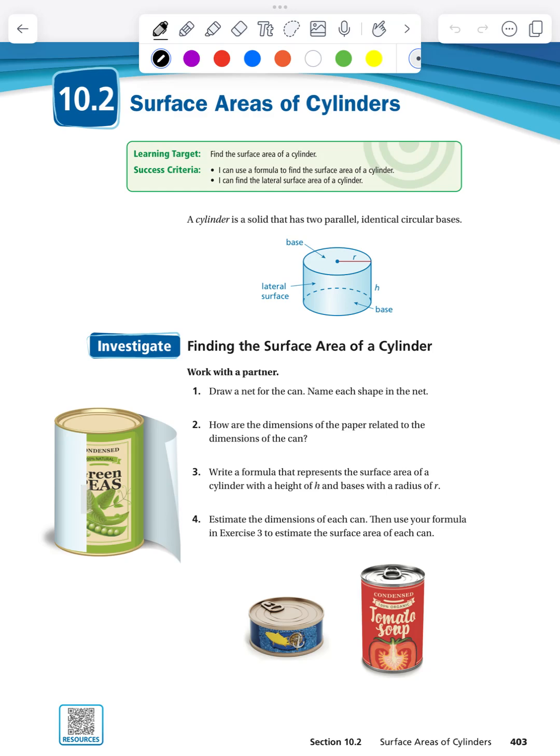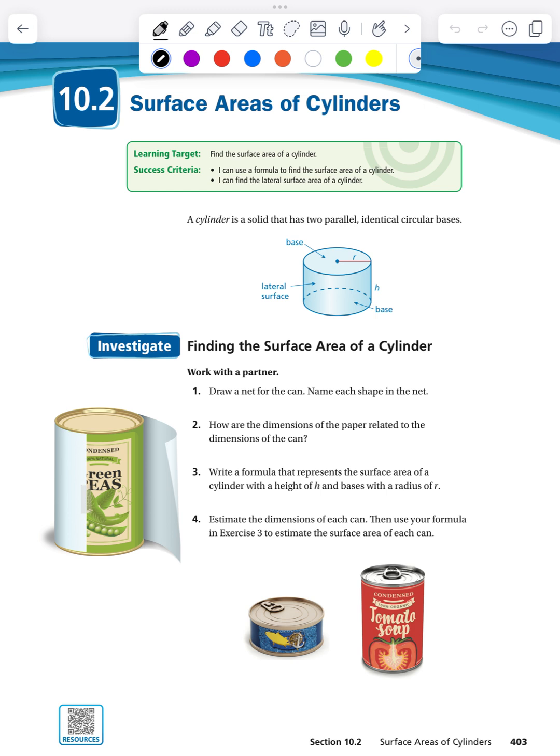Hello, 7th graders. Today's lesson is on finding the surface area of a cylinder. Now, reminder that the surface area is the area of all the surfaces. For a cylinder, this is going to include both the two circles for the bases and what's called the lateral surface, which is the surface around the cylinder.